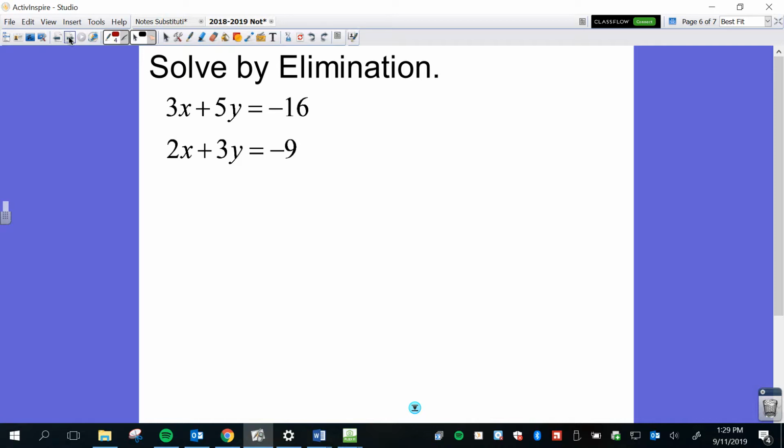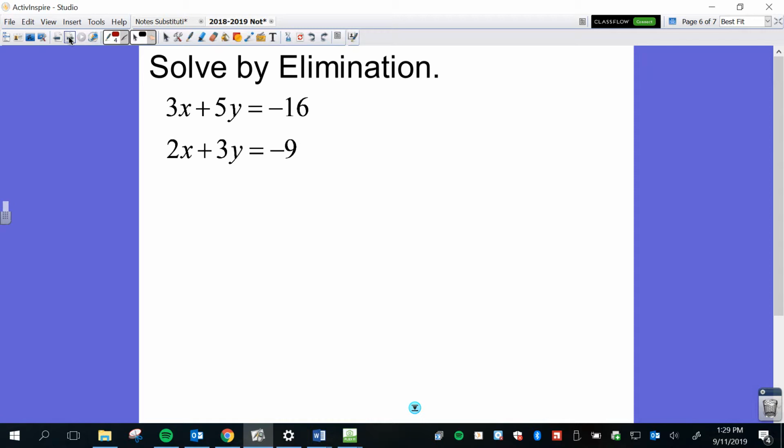We need a 0 pair, right? If we choose to eliminate x, what could we make these coefficients become through multiplication that would be the same number? 6. And if you're like, how did we get 6? Here's your strategy. Multiply them together, it'll always work. 3 times 2 is 6, right? And now we just have to make one of them negative, right? If I wanted to eliminate y, what would I have to make them? 15. So you just ask yourself, do I want to work with 6 or 15? 6 is smaller, right?